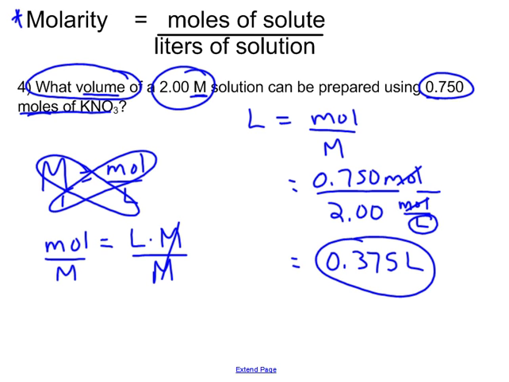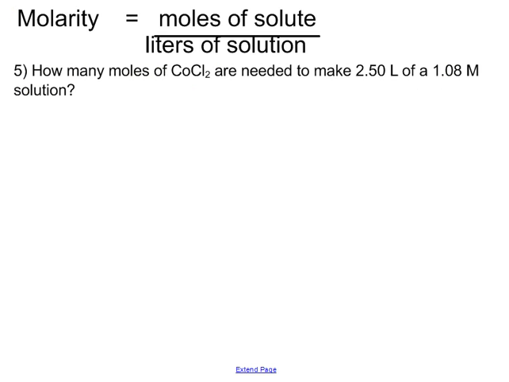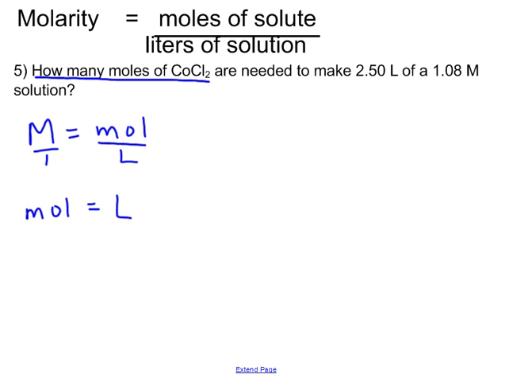All right, the next problem, we are going to be solving for moles of solute. How do I know that? Well, it says how many moles of cobalt chloride are needed to make 2.5 liters of a 1.0 molar solution. Right, I'm going to start with the original equation. Molarity equals moles per liter. We want to solve for moles, so cross multiplying, you would get moles is equal to liters times molarity, which is what we are solving for. There I see moles all by itself, so we're good to go for plug-in.